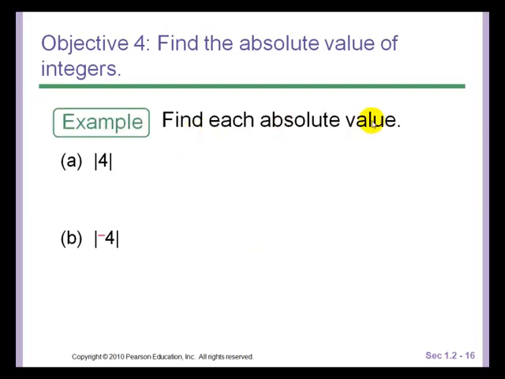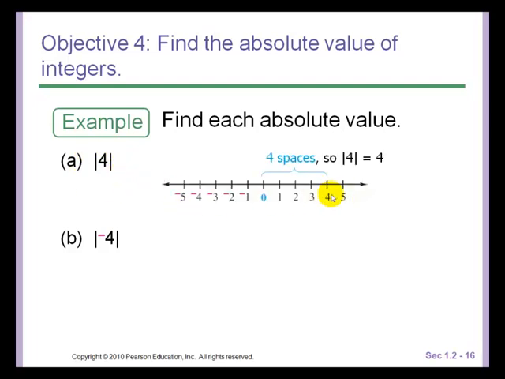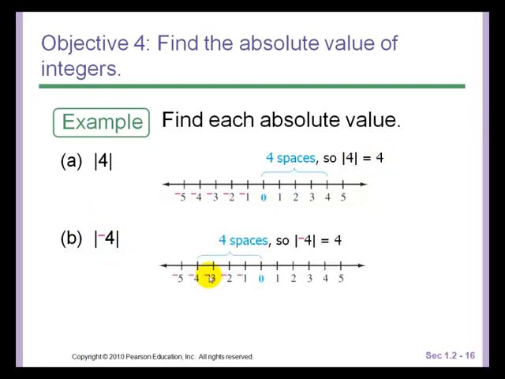So now we'll find some absolute values. This is asking for the absolute value of 4. Here's our number line. 4 is 4 spaces away from 0. Therefore, the absolute value of 4 is 4. This is the absolute value of -4. So -4 is again 4 spaces from 0, so it also has an absolute value of 4. Notice the absolute value of 4 and the absolute value of -4 are the same number.